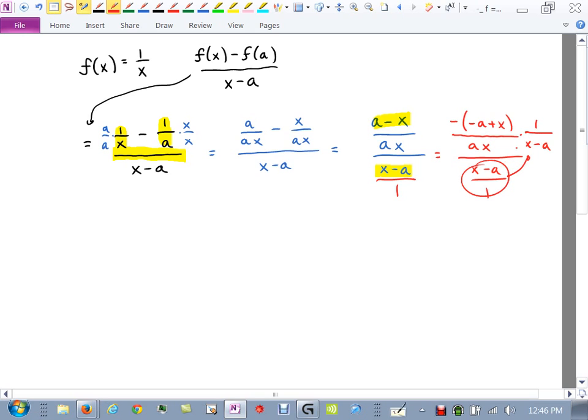So division is the same as multiplication of the reciprocal. And then when we do that, we notice that the x minus a here and the x minus a also cancels, but I still have a negative right there. So my result is the negative and then the 1 on top, so negative 1 over the denominator. The only thing left is ax. That's it.